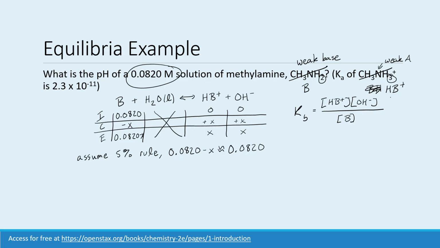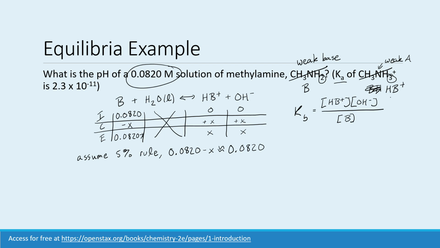Right, so we're ignoring that minus x. Now if we do that and plug in the values that we know, we cannot plug in for Kb quite yet because they don't give us the Kb value this time. They give us the Ka value, right?